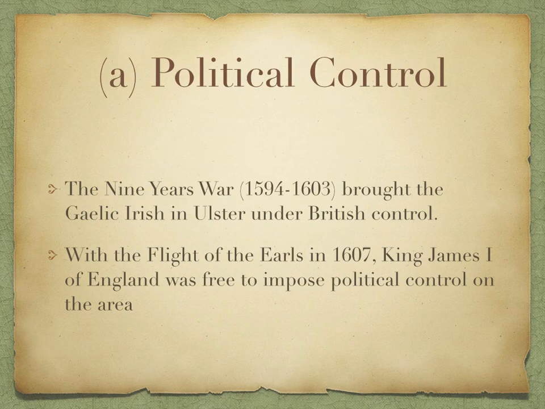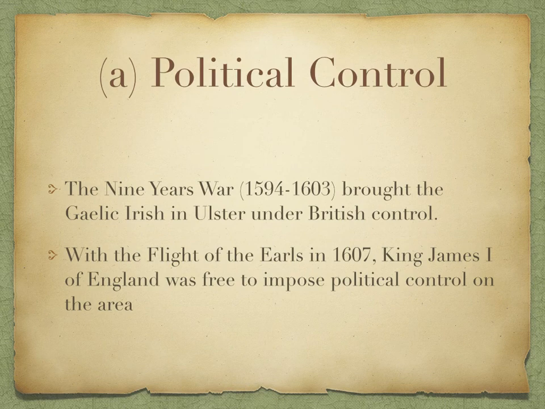So the 9 Years' War went from 1594 to 1603, and this really brought the Gaelic Irish in Ulster under British control. Up until then, you had the O'Neills and the O'Donnells, and they were quite autonomous, quite powerful lords. They began fighting against Queen Elizabeth, who was succeeded by King James I. So they started fighting, and ultimately they were defeated.